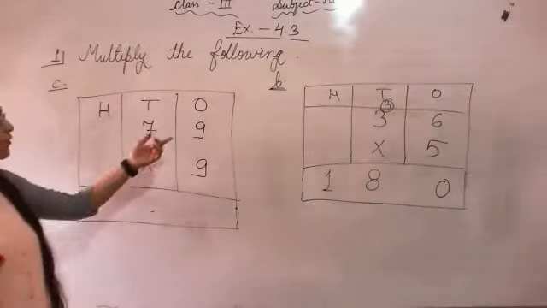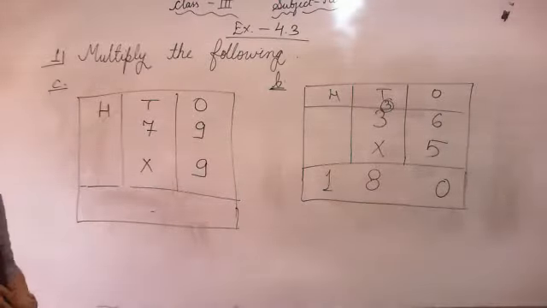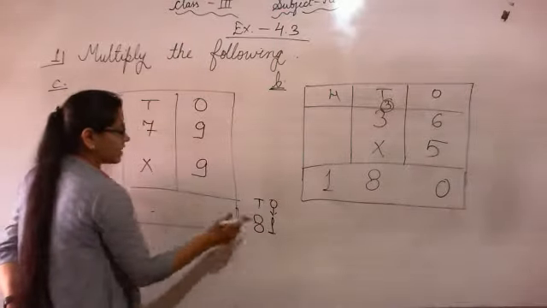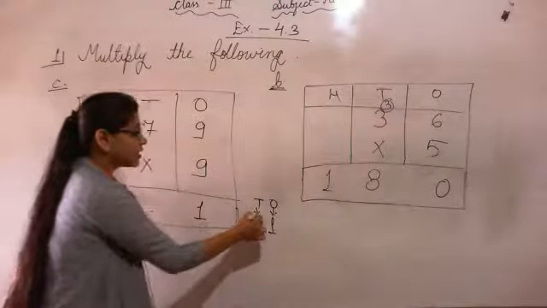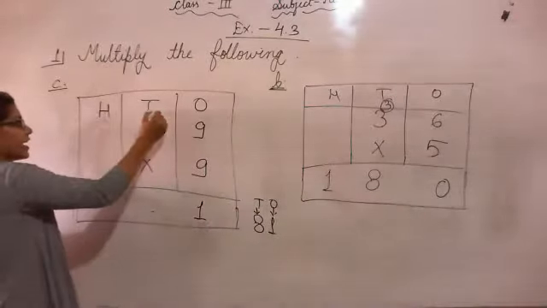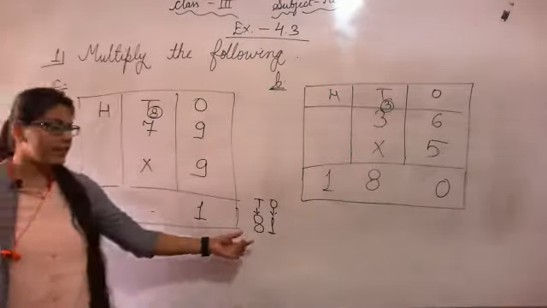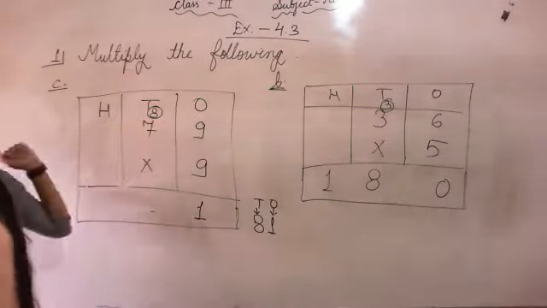So let's start with the ones place. 9 into 9, 9 nines are 81. So look at the number 81. At the ones place, the number 1 is there, so we will write 1. And at the tens place, the number 8 is there, so we will write 8 in the form of carry to the tens place.